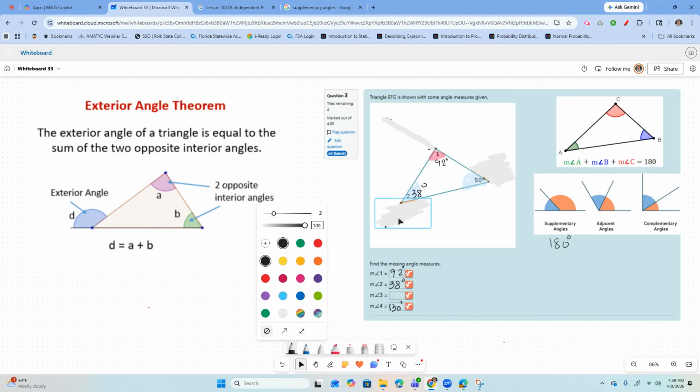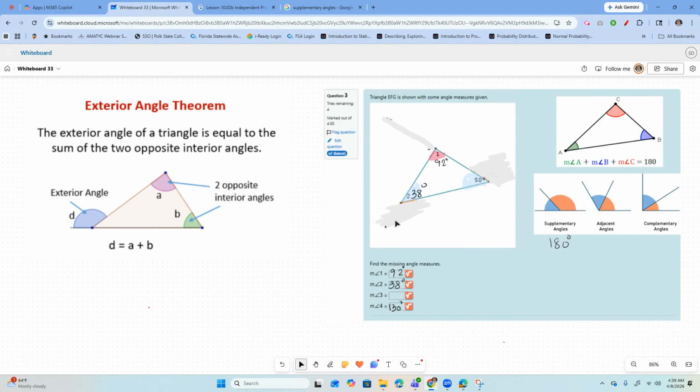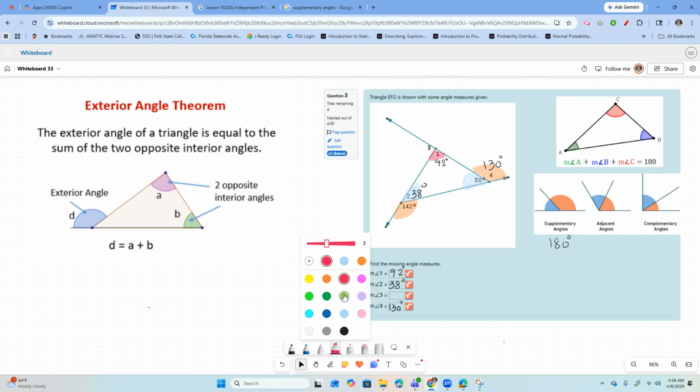So let me erase everything that I shaded in white because I want to put back the shape. Now I can find angle number three. So this angle here, I'm going to shade it with a different color. Let's shade it in green. There we go. So angle number three here. This angle number three is an exterior angle. And how do you find that angle three?